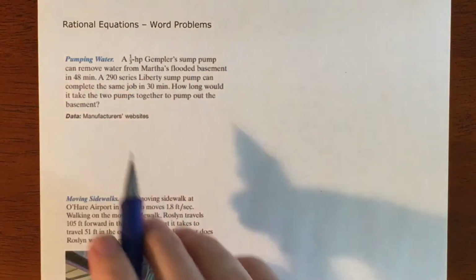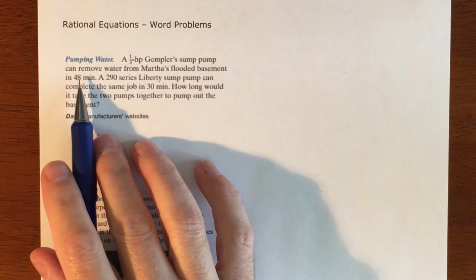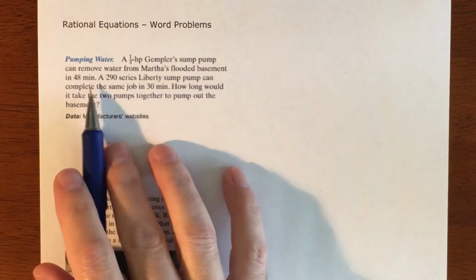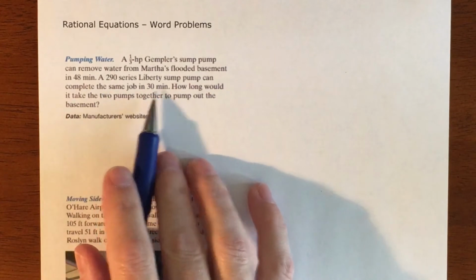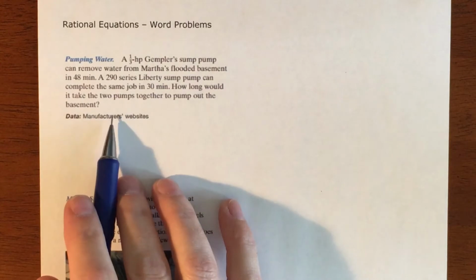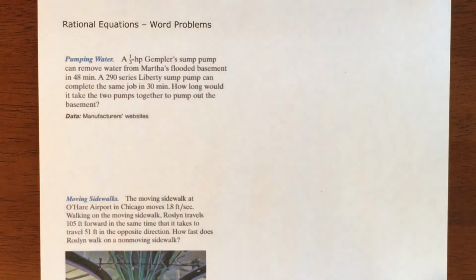So the situation that we have is you have a sump pump that can remove water from Martha's flooded basement in 48 minutes, and a different sump pump can complete the same job in 30 minutes. How long would it take for the two pumps together to pump out the basement? So we kind of have to break this down into what each one can do.